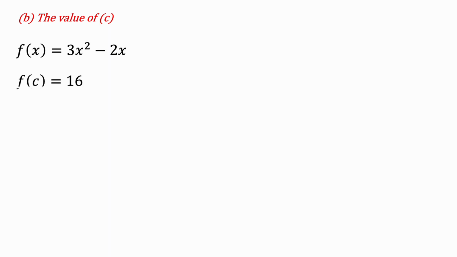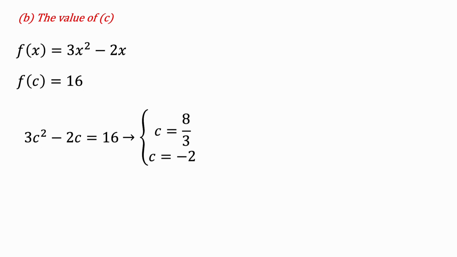So f of c means we substitute c in place of x in the function of x. I put c into the function and we get 3c squared minus 2c equals 16. Then two values for c are found. One of them is 8/3, which is inside the interval. The other one is not in the interval. Our interval was from 1 to 4, so the other root, which is -2, is not useful for us here.